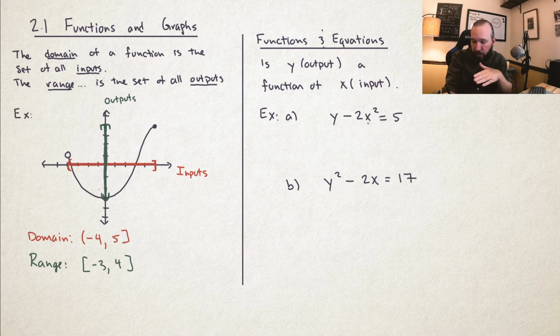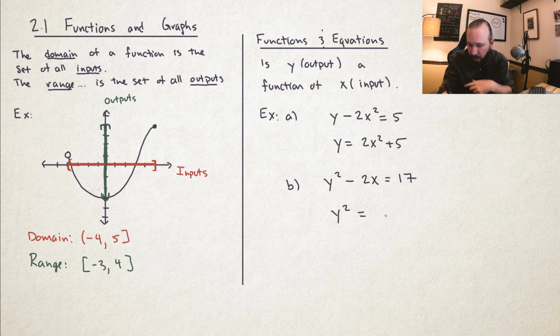So if I look at this first equation here and I try to make it look like a function, which means I want to write it like output equals, then I would add 2x squared to both sides. I get y equals 2x plus 5. And so there I've done it. I've tried to write it as though y is the output and x is the input. So let me do that same thing down here with example B, and let's look how that goes. I'm going to add 2x to both sides, and I'll get y squared equals 2x plus 17. And now here's the thing. Remember, when you square root both sides, you've got to put a plus or minus in front.